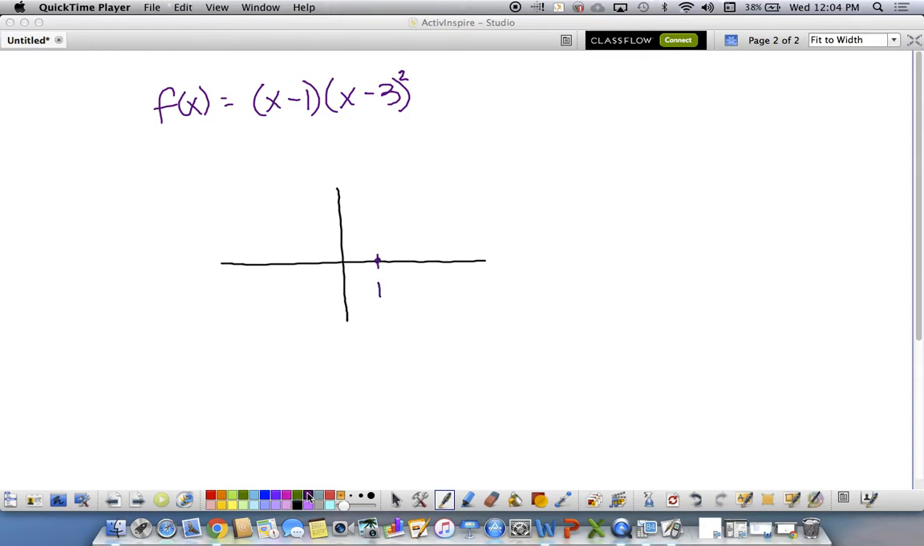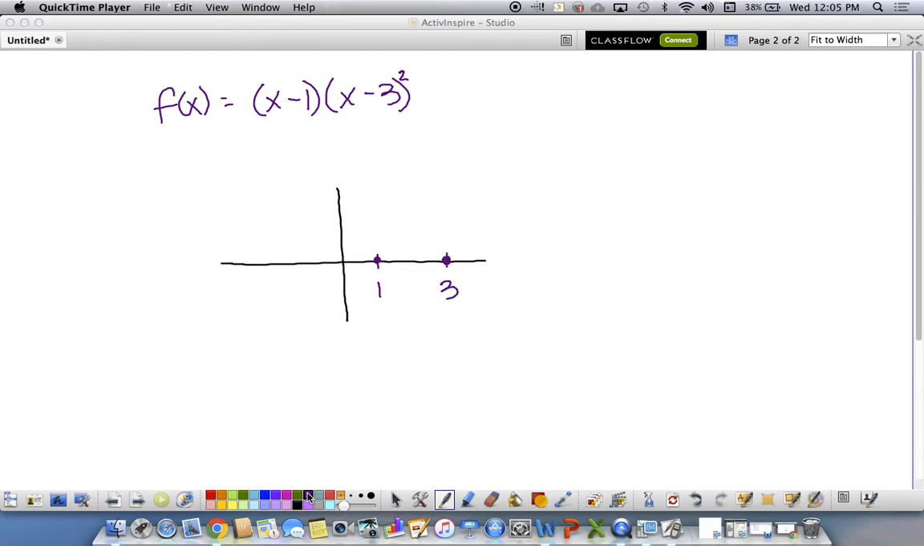Let's consider if f of x equals x minus 1 times x minus 3. Now I'm putting a squared on the outside of x minus 3. So looking at the graph, do we still have zeros? Do we still have zeros at a positive 1? Yes. If we plugged in a positive 3, 3 minus 3 is 0. 0 squared is still 0. 0 times anything is still 0. Correct? So 3 would still be a 0.